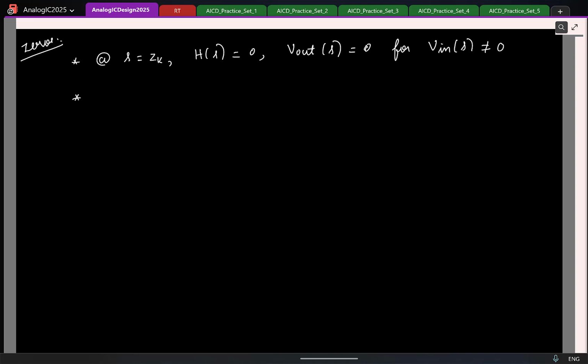And the other point is the zero location is a strong function. I will say it strongly depends on the location of input and the output. Again, we'll see it with an example.